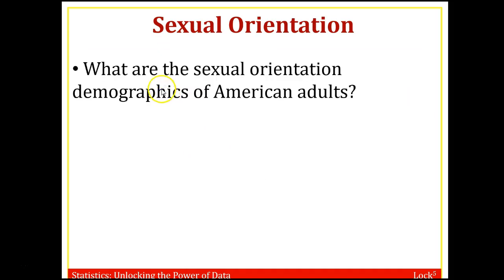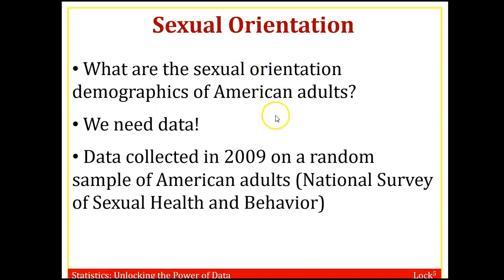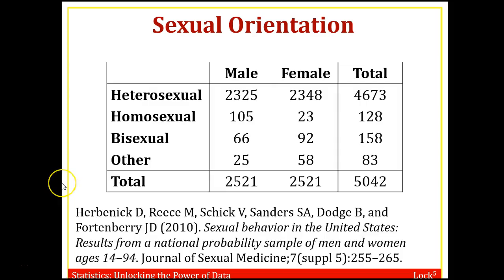What we're going to look at mostly in this class, maybe not mostly, but a lot, is contingency tables. So let's look at some demographics of sexual orientation of American adults according to a survey done in 2009 by the National Survey of Sexual Health and Behavior. This right here is called a contingency table. It's a table made up of a bunch of data. We have two different categories, male versus female, that's one variable. And then we have another variable, sexual orientation: heterosexual, homosexual, bisexual, other.